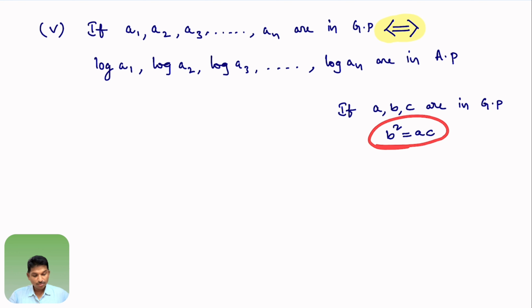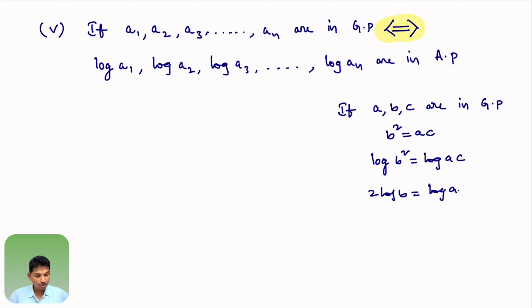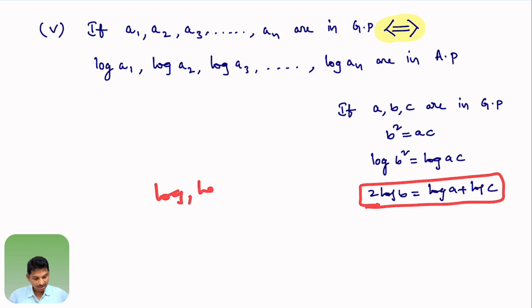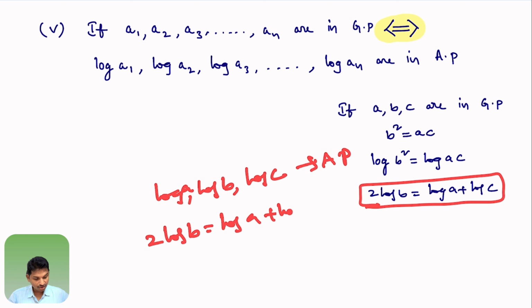You apply logarithm to this on both sides. Logarithm of b square equals logarithm of ac, to any base you take. Logarithm of b square is 2 log b, and log ac is log a plus log c. Please observe this. What does this tell you? Suppose log a, log b, log c are in arithmetic progression, then what do you know? 2 times log b equals log a plus log c. You know this. Same thing we got.